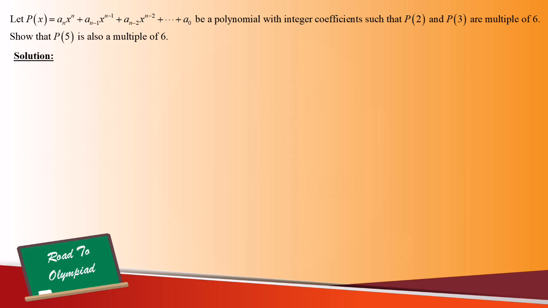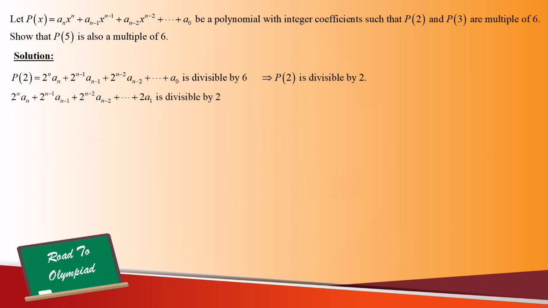To solve this problem, we start by noticing that by substituting x equal to 2 into the polynomial, we have P(2) equal to 2^n a_n plus 2^(n-1) a_(n-1) plus 2^(n-2) a_(n-2) until a_0, which is divisible by 6. This implies that P(2) is also divisible by 2. But since every term except the last term of P(2) is obviously divisible by 2, this implies that the last term, a_0, must be divisible by 2 as well.